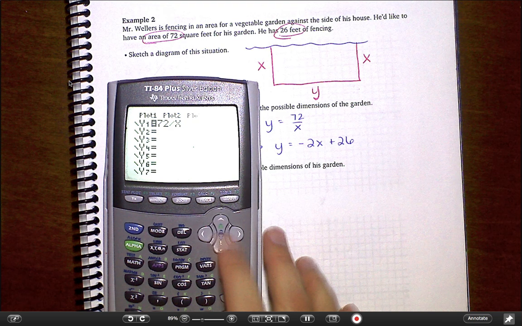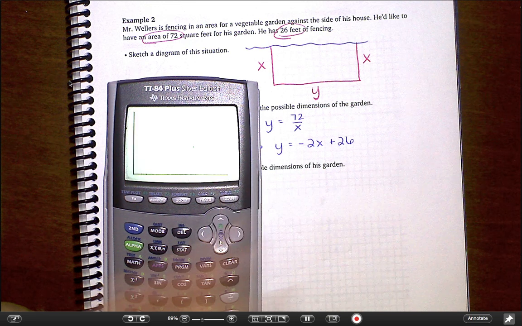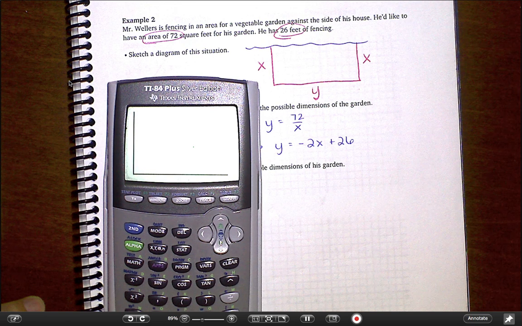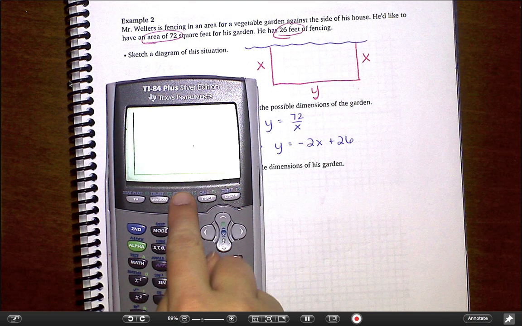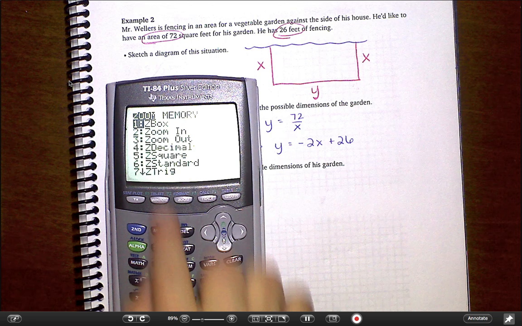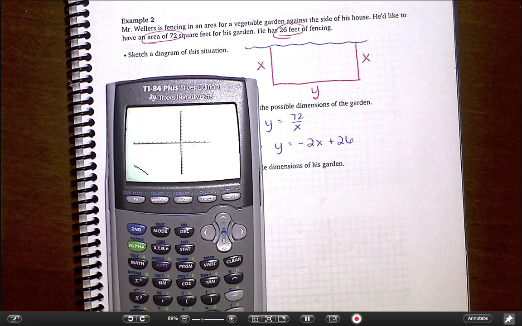And my second equation is negative 2x plus 26. Now, I don't know what my window's set at or anything, so I'm going to go ahead and hit graph and see what happens. Oh yeah, my window's not set nicely. And you may be in this boat too, depending on what your calculator was used for last. So just so everyone's on the same page, let's hit zoom, and number 6 will always take you back to your original window. Okay, zoom and number 6.